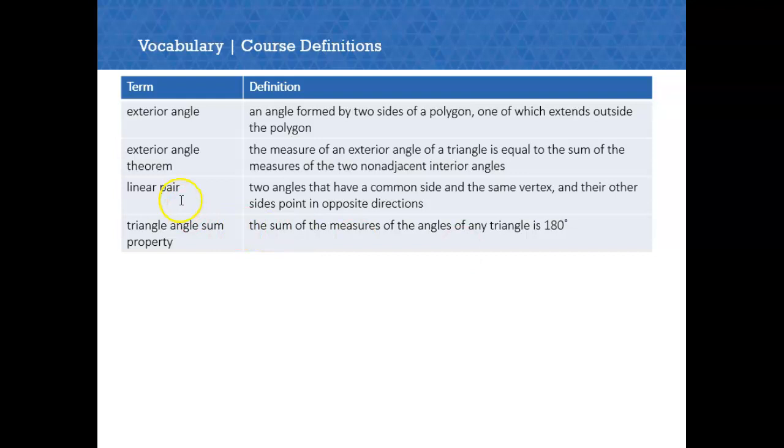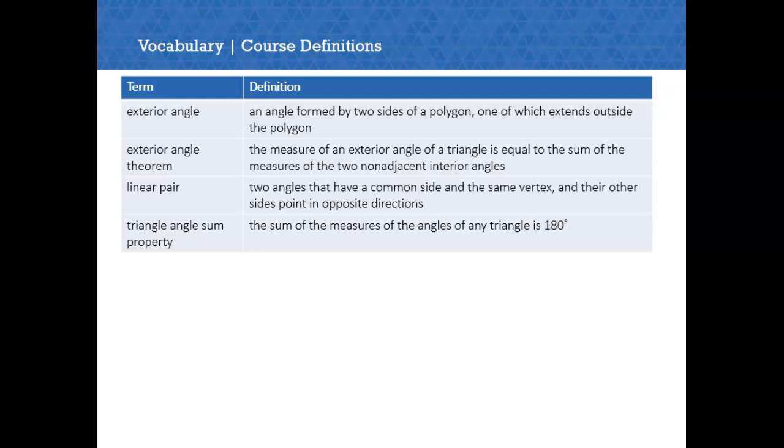A linear pair we talked about in the last flip session, but are two angles that have a common side and the same vertex, and their other sides point in opposite directions. The exterior angle, let's talk about that, is an angle formed by two sides of a polygon, one of which extends outside the polygon. So what does that mean?